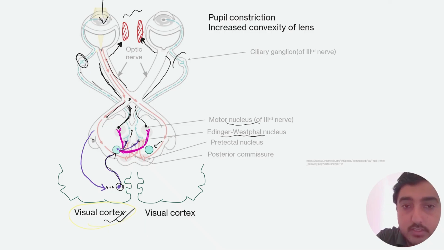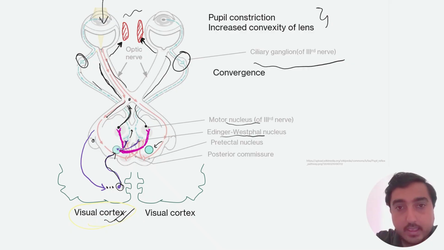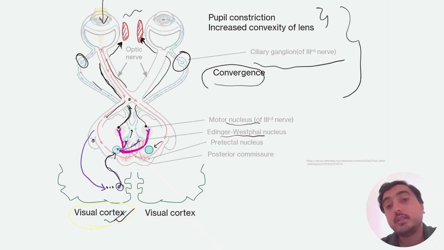So because our ciliary ganglion is stimulated as a result of this pathway, there will be constriction of the pupil and increased convexity of the lens. And because the medial recti muscles are also contracting, we will have convergence of the eyes. So three things that constitute the accommodation reflex occur in this manner. One thing you should remember in this is, this reflex is taking place with the help of the visual cortex. The light is reaching the visual cortex, it is not bypassing it.